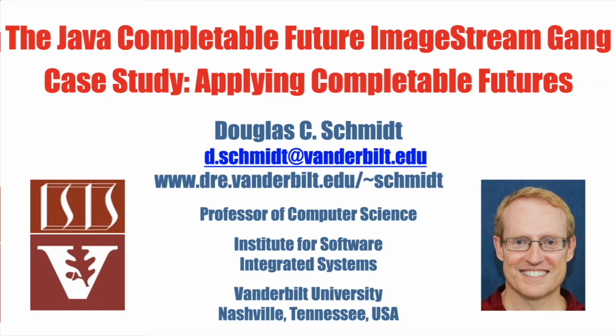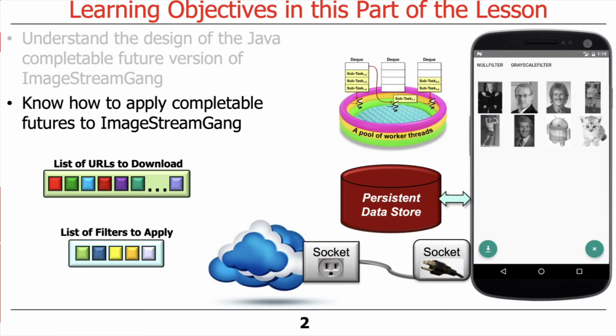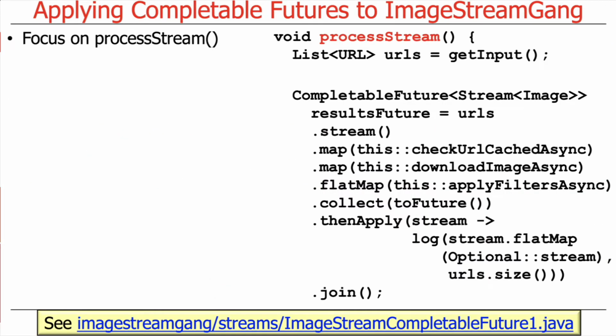So now that you've been given a high-level overview of this particular ImageStreamGang app case study, let's talk about how completable futures are going to be applied here to the app to do all the work. So we're going to focus on the process stream method. That's the callback hook that's part of the StreamGang framework. We've talked about that before.